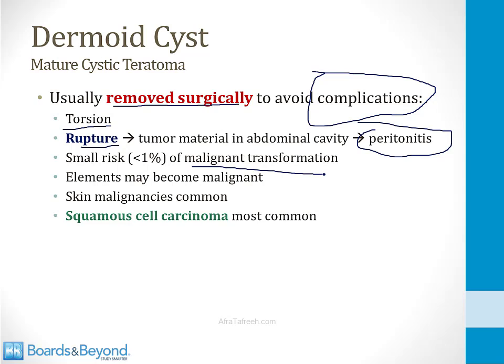Any of the elements of the dermoid cyst can become malignant, but what you should know for step one of your boards is that the skin cells are the cells that most commonly become malignant if a dermoid cyst is left untreated. This leads to squamous cell carcinoma if you don't surgically remove a dermoid cyst.